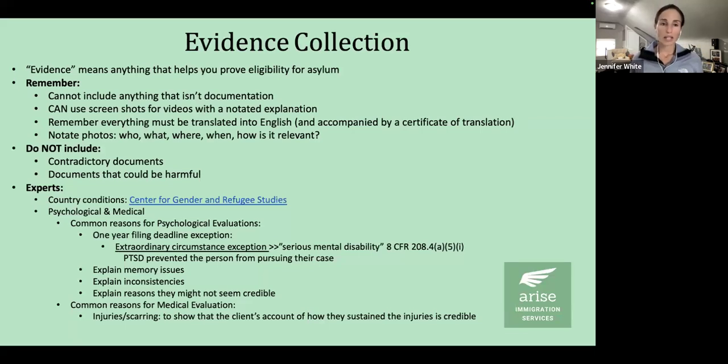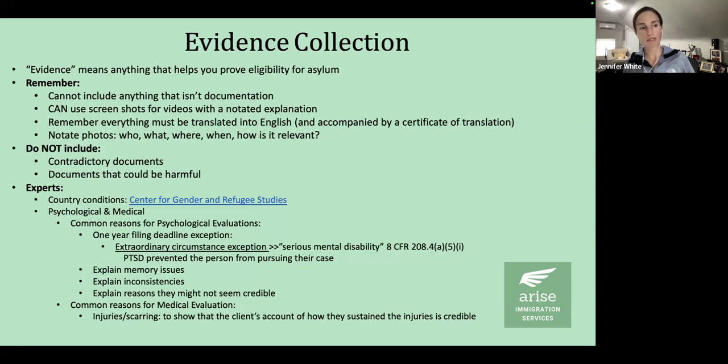Also, never include anything that could be harmful. There's so many different ways that documentation could be harmful. But I'd say the biggest way is just that it doesn't help. Make sure that everything you file actually really does help. I think that this is pretty obvious, especially for folks who help us on our cases.